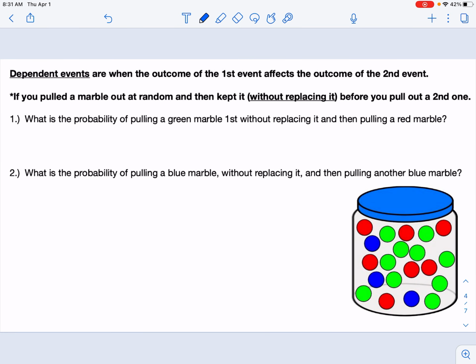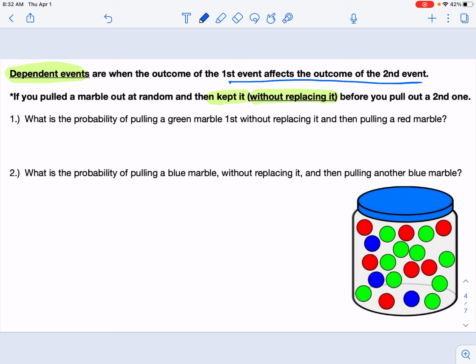Now let's take a look at dependent events. Dependent events are when the outcome of the first event does affect the outcome of the second event. So if you pull a marble out at random and then keep it, without replacing it before you get the second one, let's see how this changes our answers.